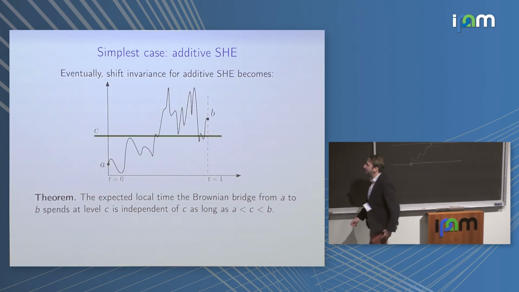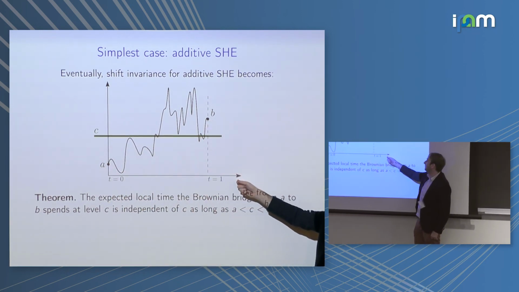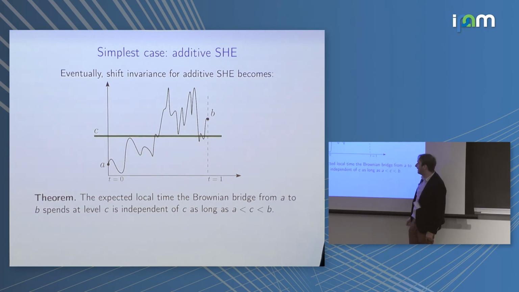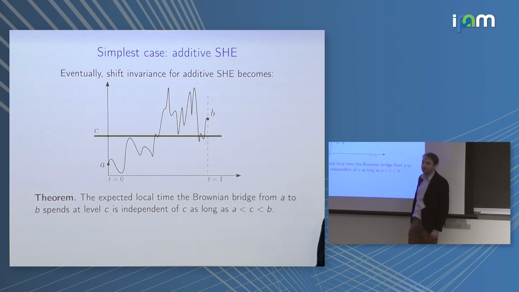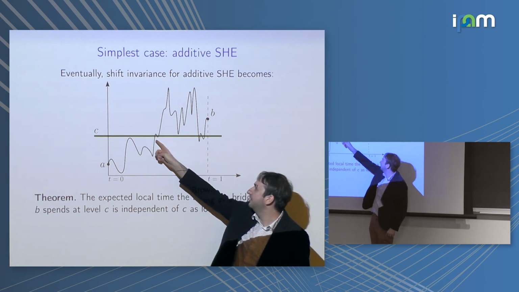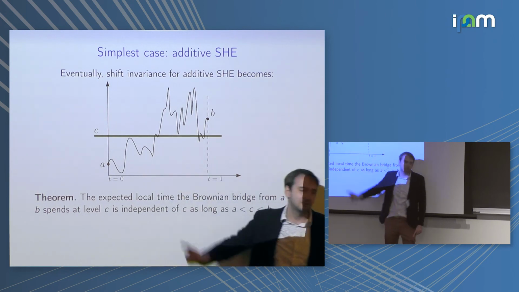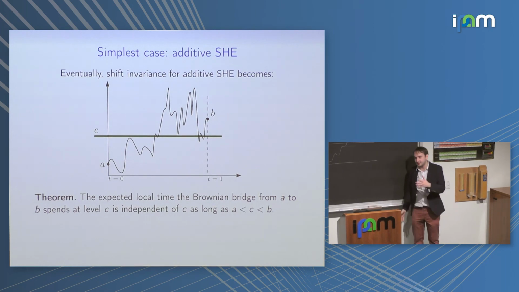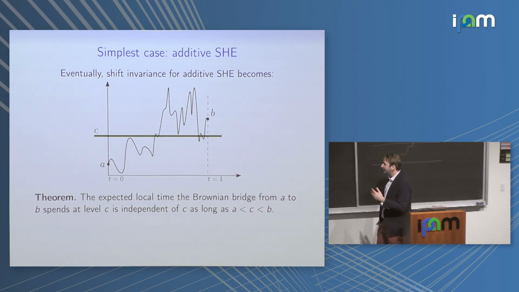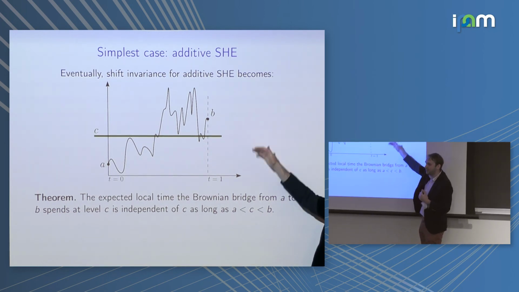So you're having a Brownian bridge which travels from point A to point B in time t. Well, you can choose t equal to 1 if you want. And then you're computing the local time of this Brownian bridge at some level c, and you're looking at the expected local time there. So the expected amount of time that this Brownian bridge spends on the level c as it travels from A to B. And then our shift invariance in this particular case just says that this local time is invariant under the shift of the point c, as long as c is between A and B.